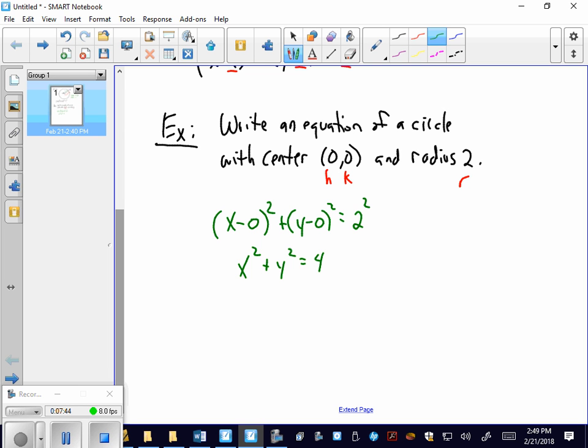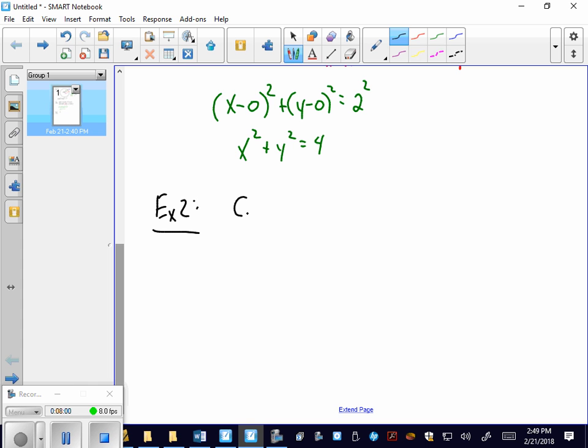Okay? Let's try another one. This time, we're not going to make it at (0, 0), so it's not going to look quite as nice as that at the end, but it's going to be pretty easy still. So we'll call this example 2. And I'm not going to rewrite the entire question because we're doing the same thing. So I'm just going to tell you that the center is at (-2, 3), and the radius is 4. So let's write the equation of a circle.